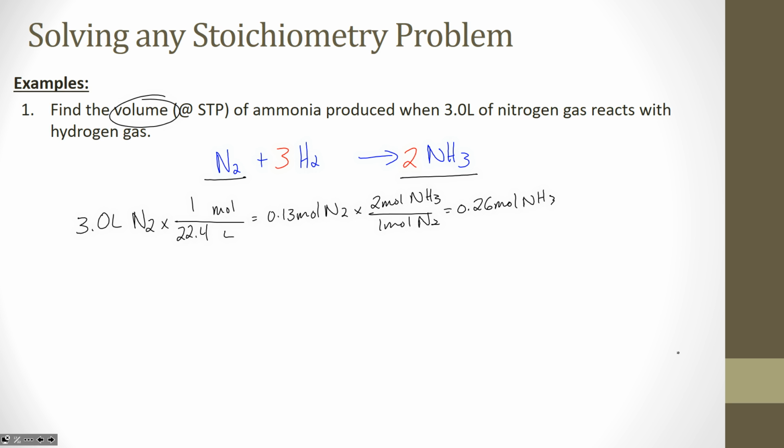Now the question wanted me to change that to volume, so I'm going to times by liters and divide by moles. And again, we know that 22.4 liters will have a mole of gas in it. So we end up with 6.0 liters of NH3. Now some of you might say, well, look at the 3 and the 6, it's just doubling, and that kind of makes sense because this is doubling. That's kind of the shortcut I was talking about.